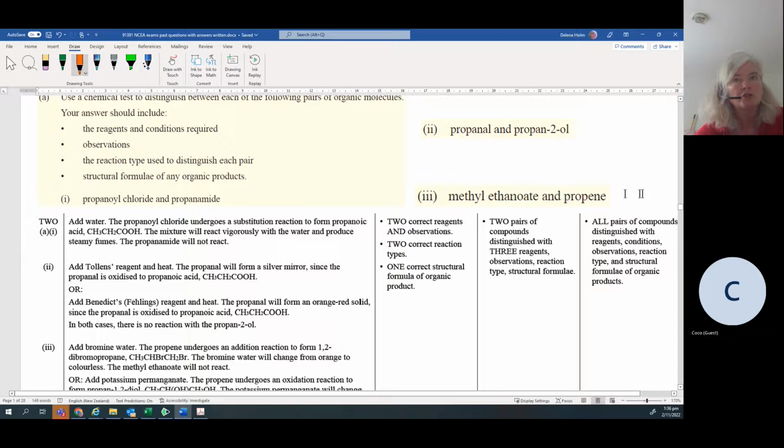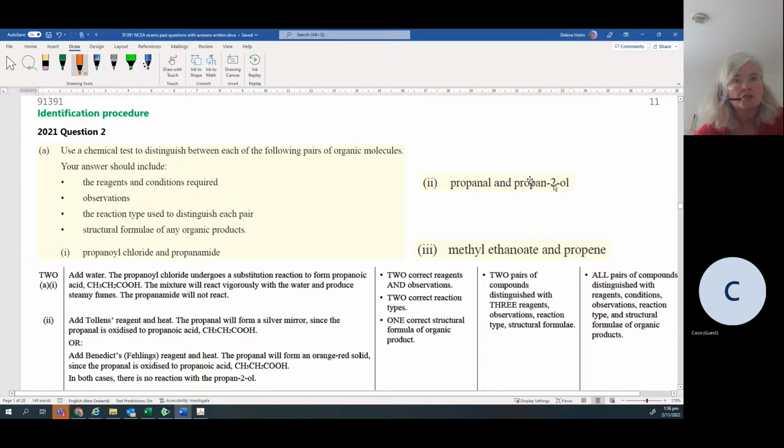Here's a case where you've got two substances, propanol and propan-2-ol, or methyl ethanoate and propene. How would you distinguish between them? And as I say, always tick off these bullet points to see if you've done everything. Like, did you actually write your observation? That's a common one that gets missed.